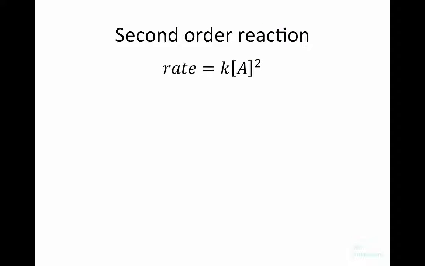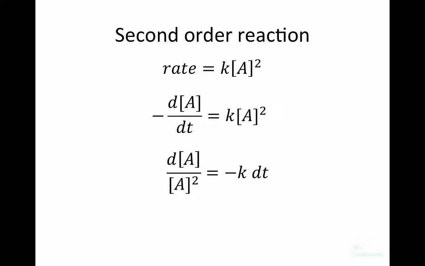Now let's look at second order reactions. For a second order reaction, the rate is equal to the rate constant k times the concentration of your reactant squared, or raised to the second power. Once again, we'll write our rate as the change in concentration of A over time. And we're going to rearrange this once again so everything with the concentration of A is on the left side and everything else is on the right side.